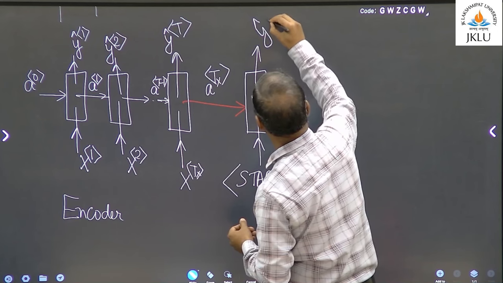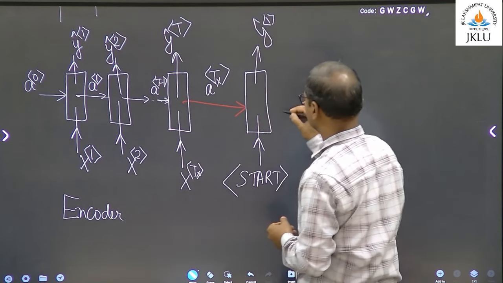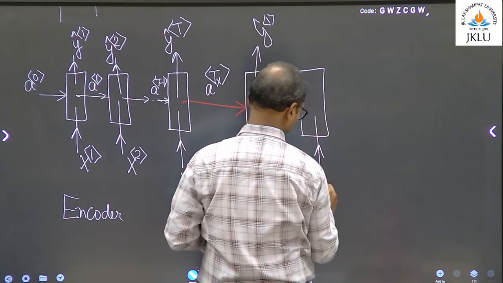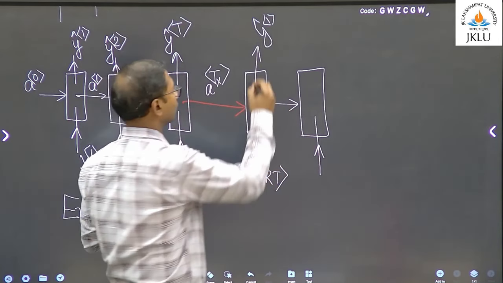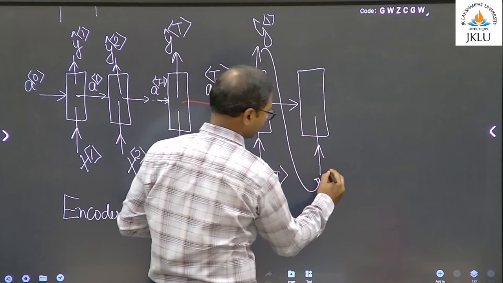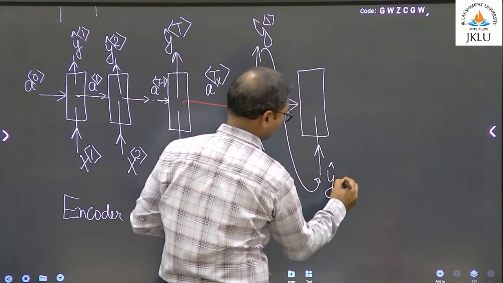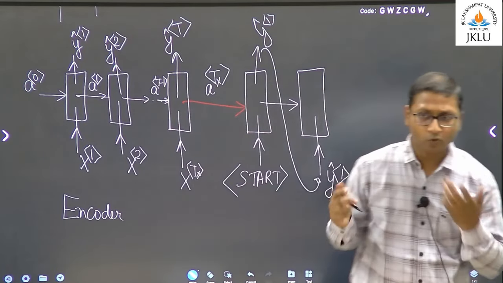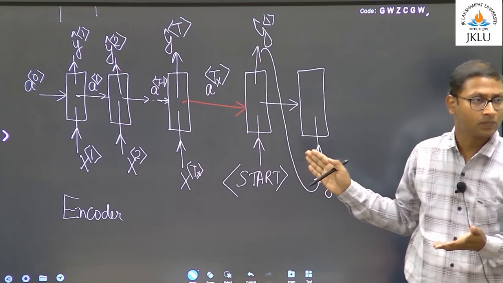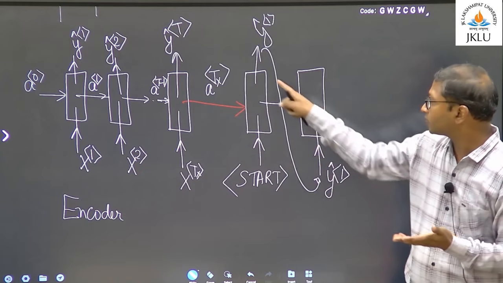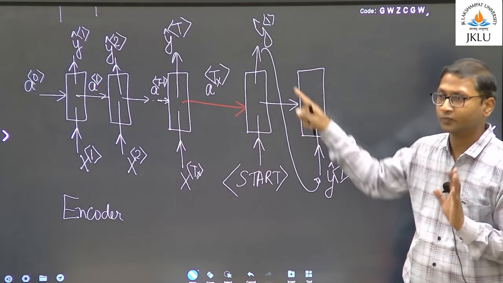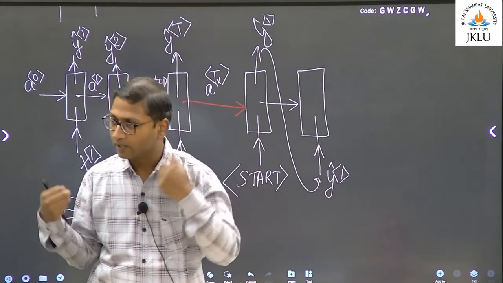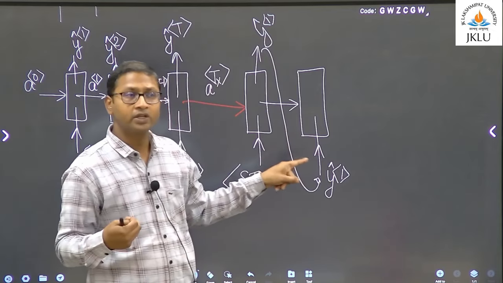Y hat 1. Now what will be fed here? Whatever is here. So this is y hat 1. Now what is wrong with this? What is good with this first of all? Good is that you are not supposed to look for what should I input here. You already have that from the last instance, and that is what you are doing. You are doing language generation. So this is fine. What might go wrong here?